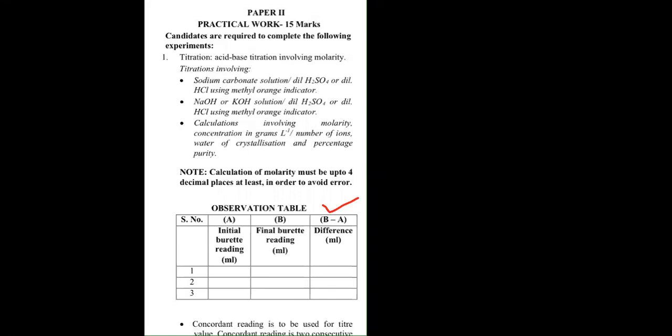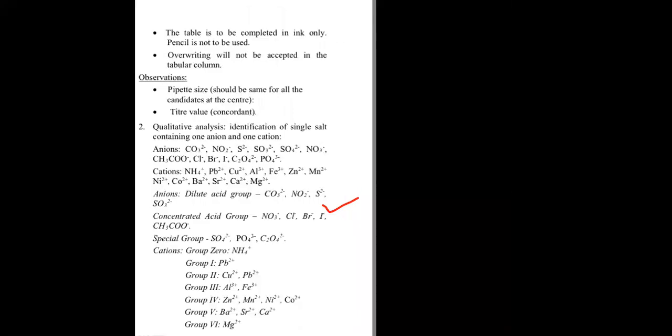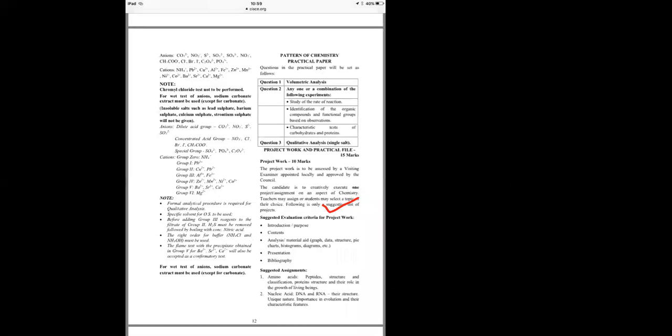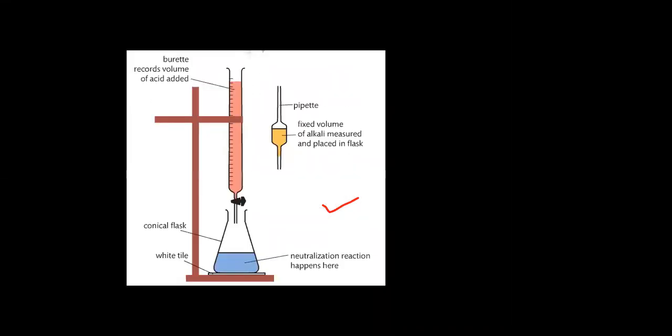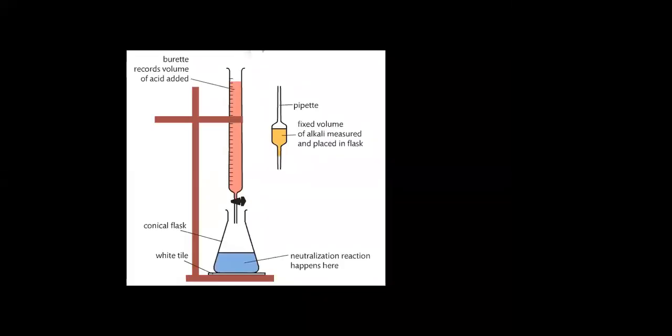Now for titration, since this is an acid-base titration, you will be provided with two solutions, and you have to do the titration as per the instructions given in the question. Now let us go to the apparatus that we use for the titration. If you look at this diagram, you will see that in this case, we have this burette which records the volume of the acid added.